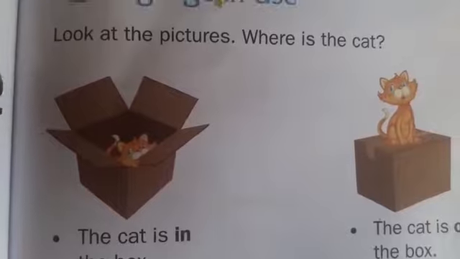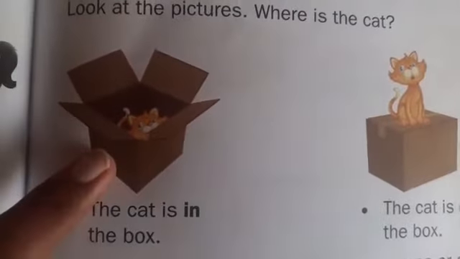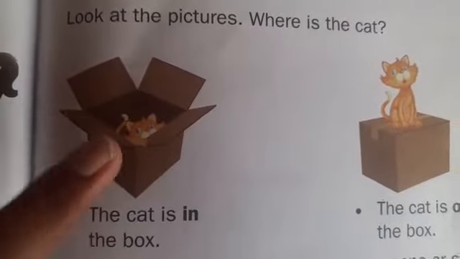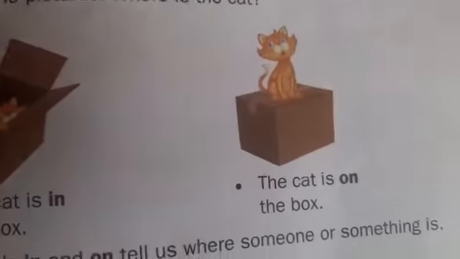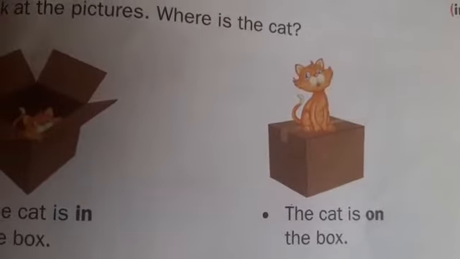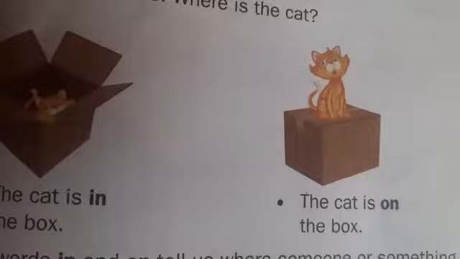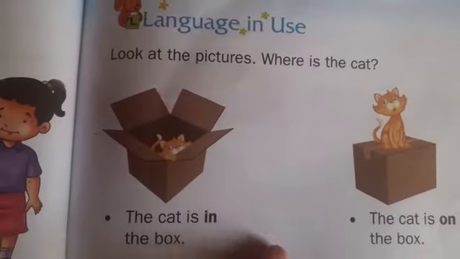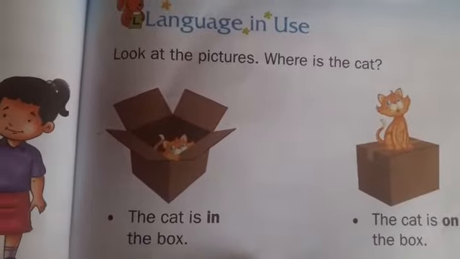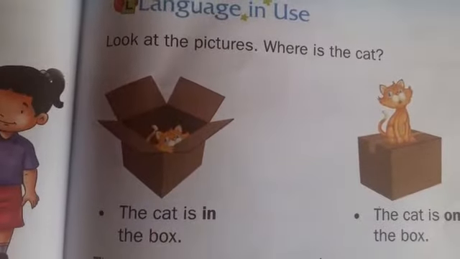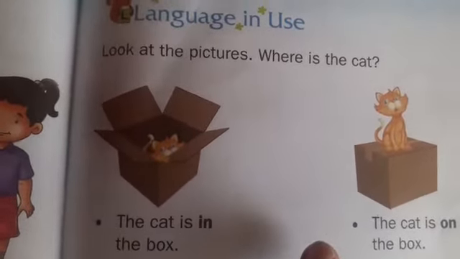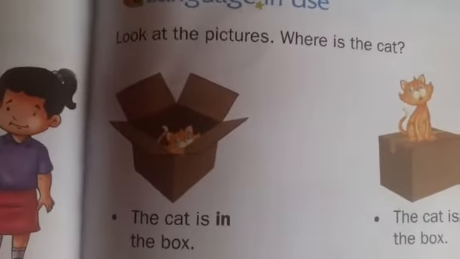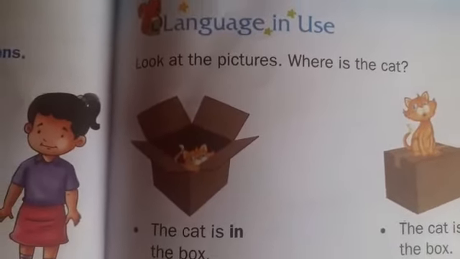Where is the cat? Yes, here we can see the cat is in the box. And here the cat is on the box. Yes. So students, these words in and on are showing us where the cat is. It means these words tell us where someone or something is.